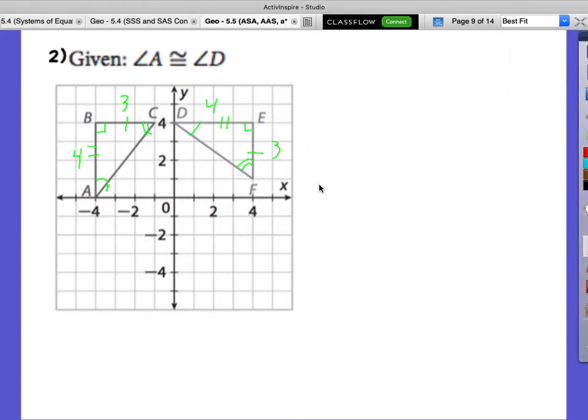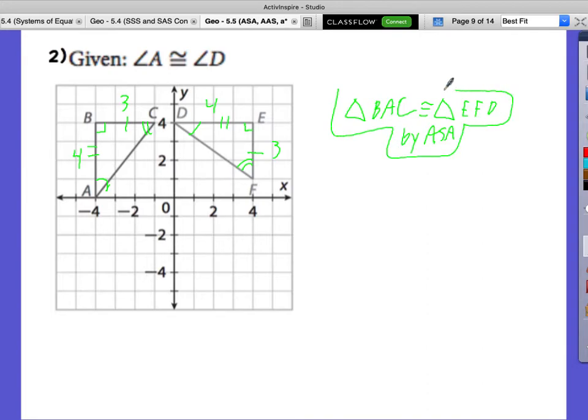So we have a few different methods at our disposal here, okay? Somebody give me their congruence statement that you did. Triangle BAC is congruent to EDF by ASA. Okay, we could use angle side angle, 2 angles and the included side. What's another method we could use? Sarah? AAS. Yeah, angle angle side, 2 angles and the non-included side.